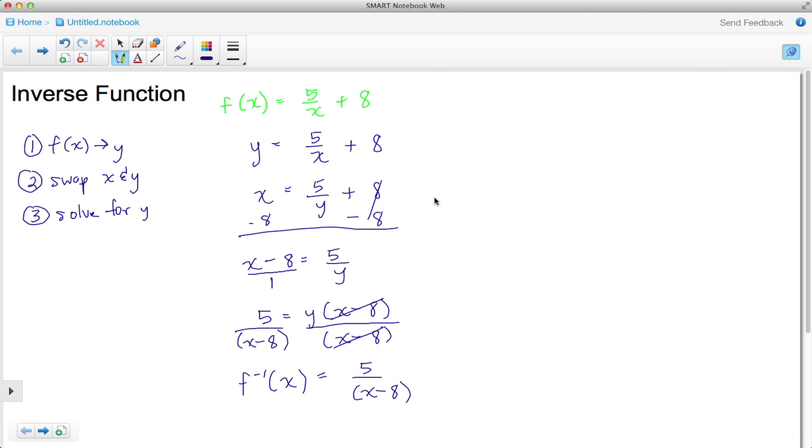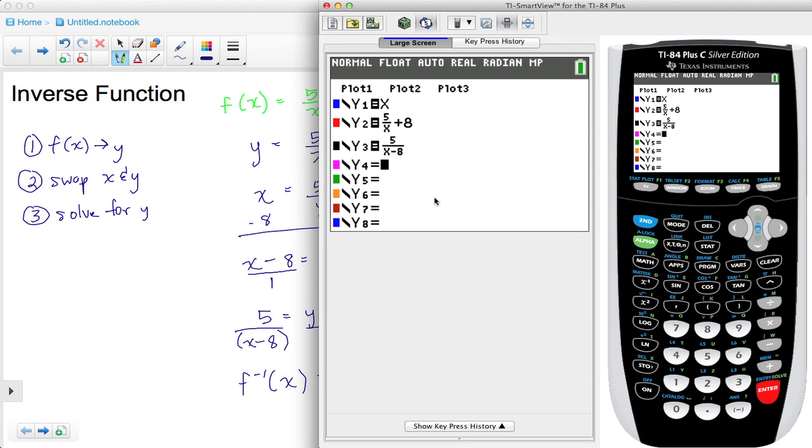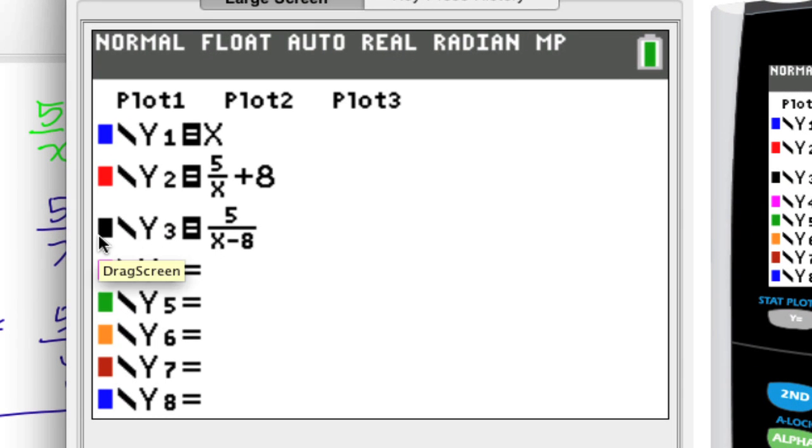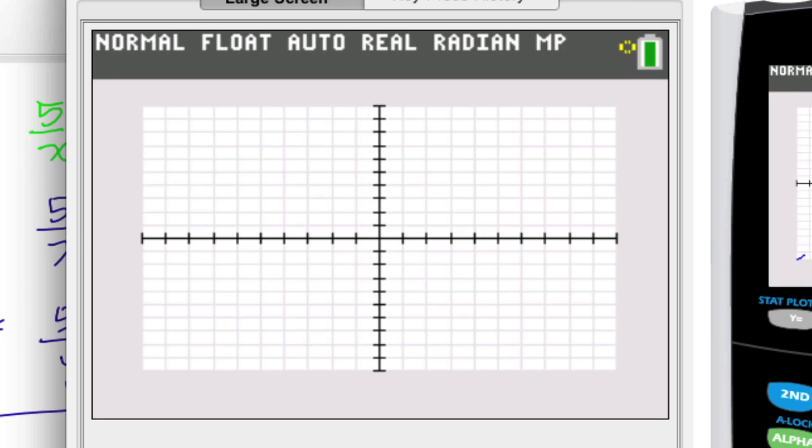Alright, now let's verify this by using the calculator. Once we call up the calculator, notice that I've already put in the original function. Here it's going to show as red in slot 2. I put in the inverse in slot 3. That's going to appear as a black line. And I have the line of symmetry here in the blue. So let's go ahead and graph.